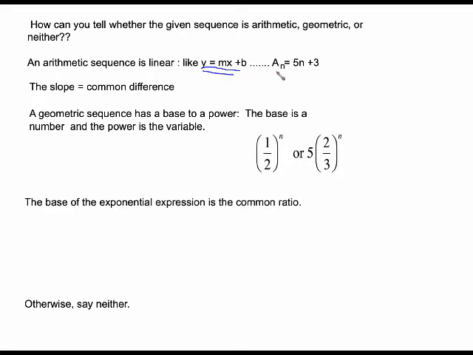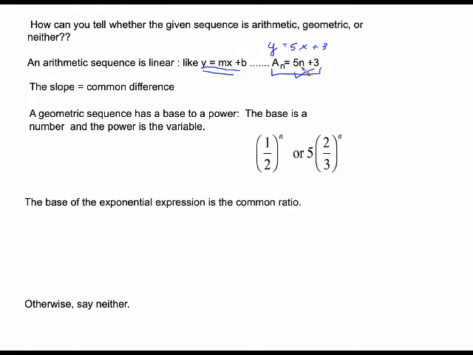So if you have a formula looking like this, that can be thought of like y equals 5x plus 3, a linear equation, then you know this is linear without doing any arithmetic. Now, if you don't want to think about that, you can do the arithmetic.